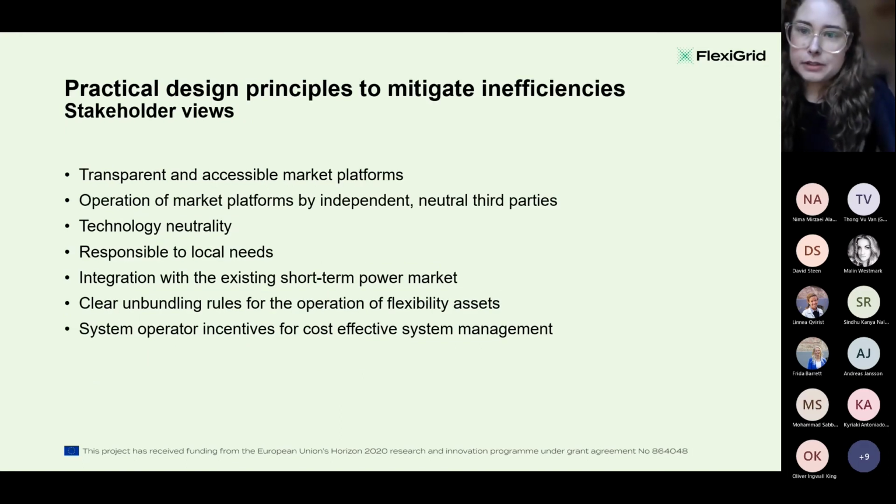Then we have some practical principles that we can keep in mind. Market platforms, whatever it is we're trading, should be transparent and accessible. They should be operated by a neutral third party, and they should also be technology neutral. The design should focus on addressing local needs and pave the way for appropriate locational price signals. And by integrating with the existing short-term power market, we can avoid needs to redesign established markets.